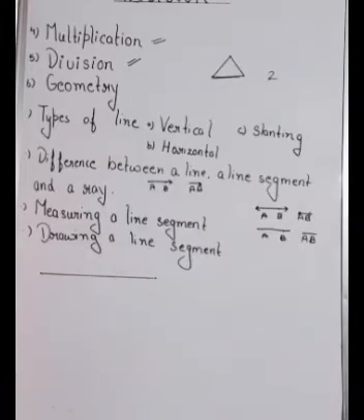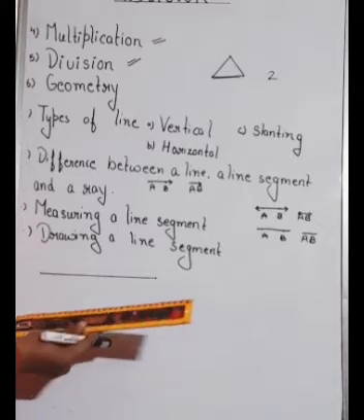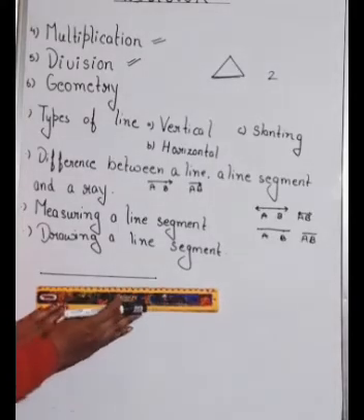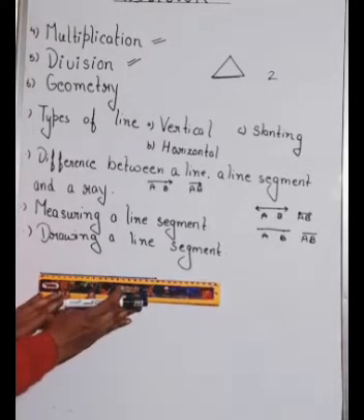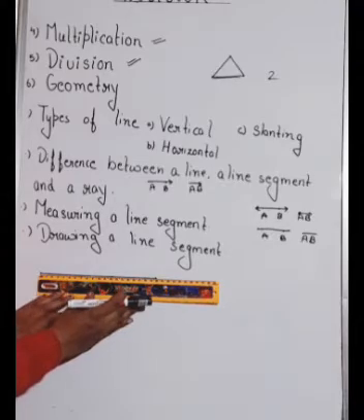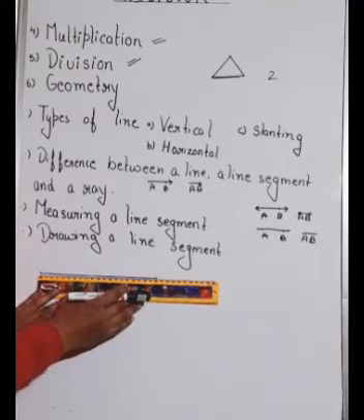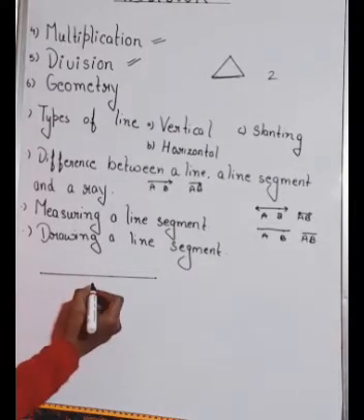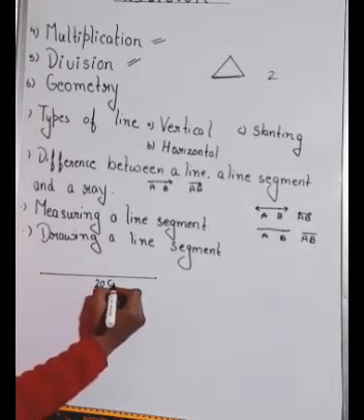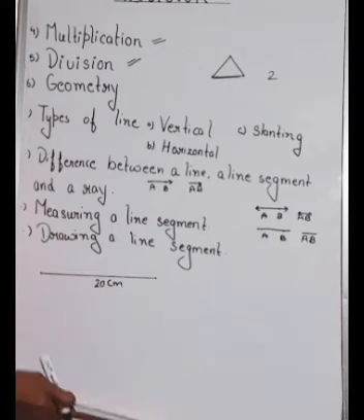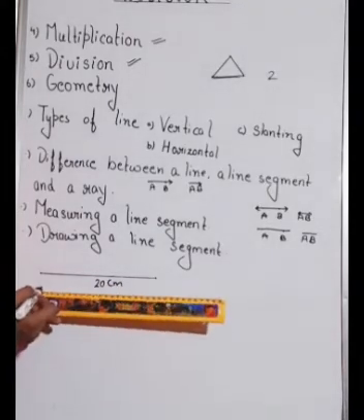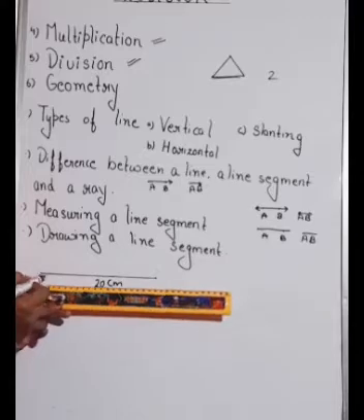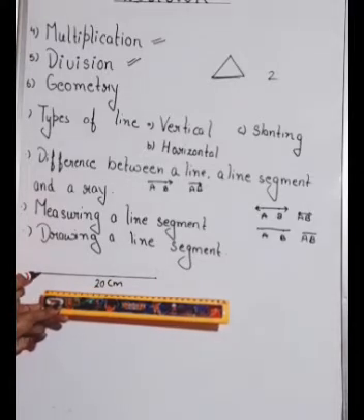Next is measuring a line segment. For that I have drawn a line over here. Now how will you measure it? You will put your ruler in such a way that the zero of your ruler coincides with the starting point, and you can see the endpoint at 20. So the length of this line is 20 centimeter. How will you use your ruler? You will put the ruler in such a way that the zero in your ruler coincides with the starting point.